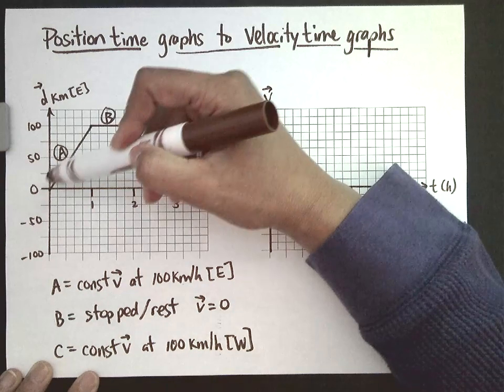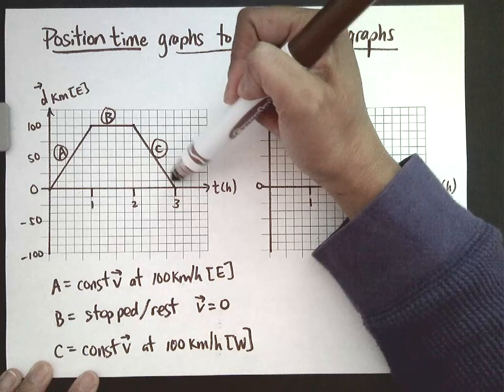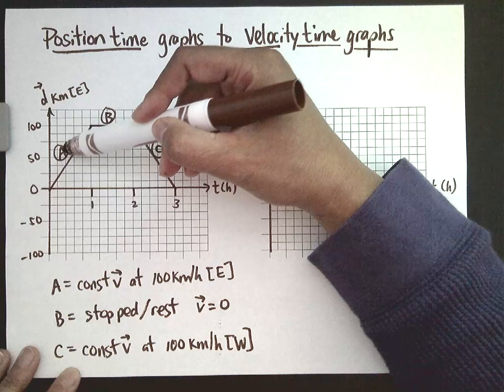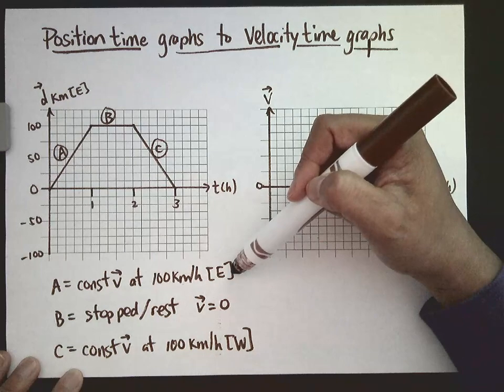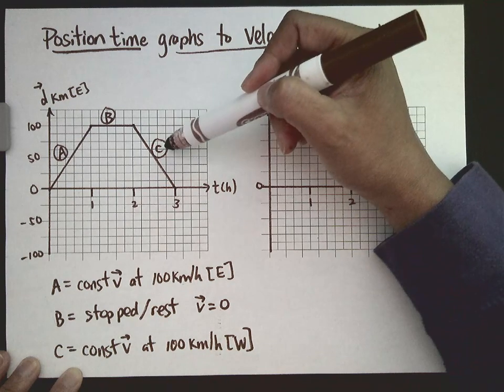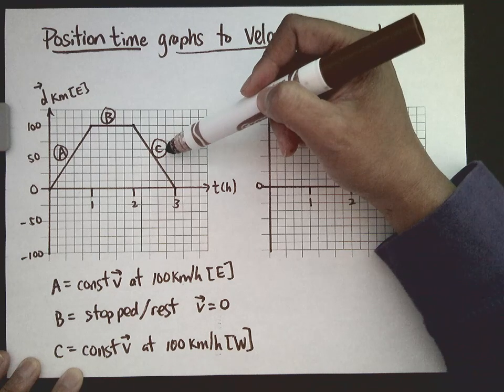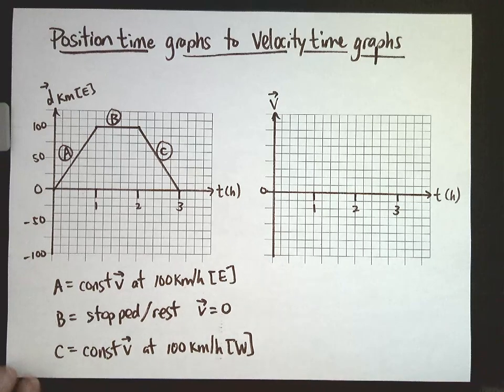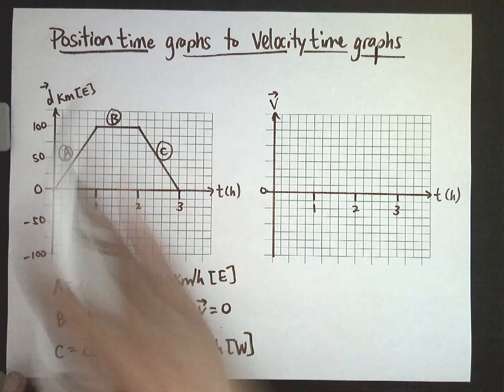You'll notice that the slopes here, A and C, have the same value, okay? Except in A, the slope is positive. That means it's going east or forward. And in C, the slope is negative. So that means it's going backwards or it's going west. Okay, now that we know what's going on, it's pretty much constant velocity until it hits 100 kilometers east, then they stop for an hour and then they head back home at the same speed, at 100 kilometers per hour west. So that's what's going on in this graph.